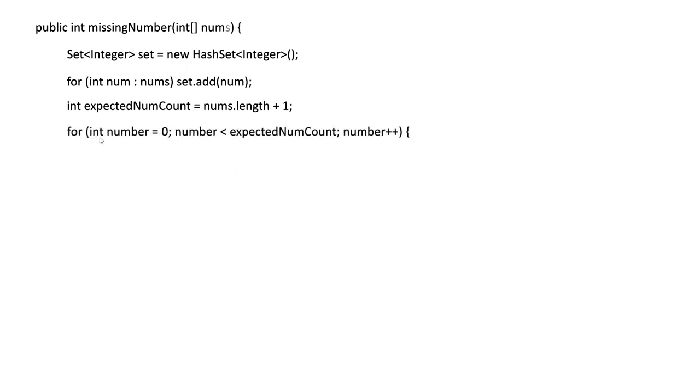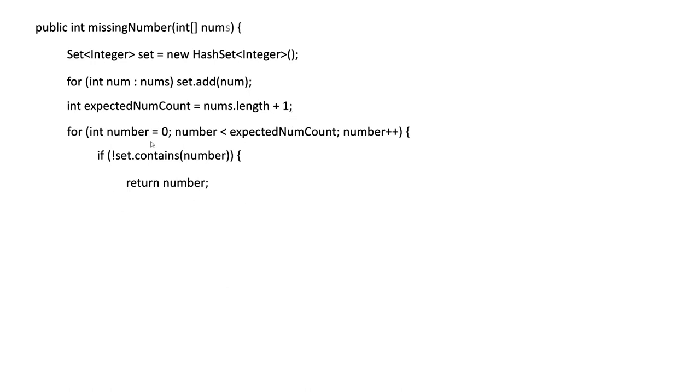Then we're going to loop through each of the numbers, starting with 0, number is less than the expected num count, and number plus plus. So if the set does not contain the number, we'll return number. So basically, number is the counter from 0. So in the third example, we use 9. So number is the count from 0 to 9, because the expected num count is nums length plus 1.